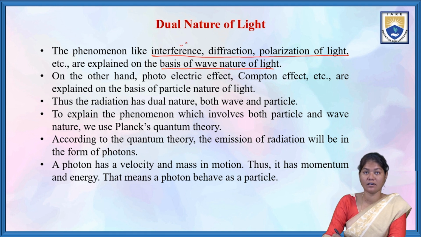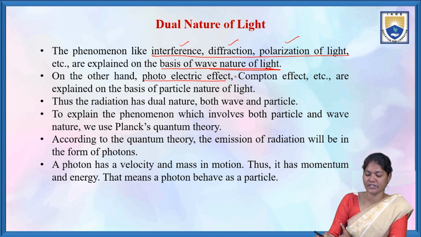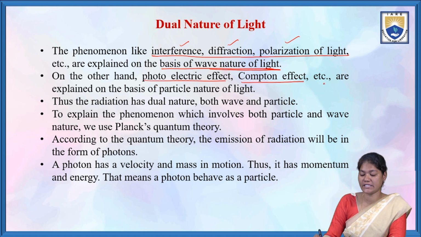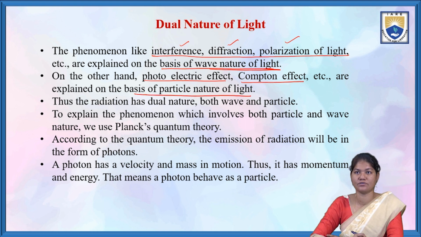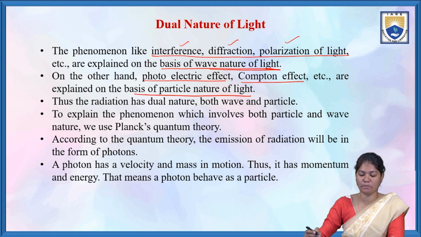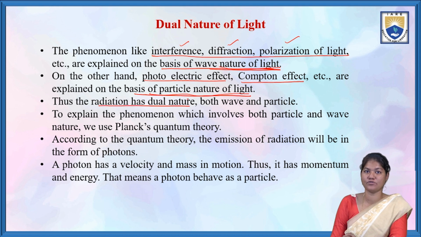The phenomena of interference, diffraction, polarization of light, etc., can be explained on the basis of the wave nature of light. On the other hand, the photoelectric effect, Compton effect, etc., are explained on the basis of the particle nature of light. One is explained on the basis of wave nature and the other on the basis of particle nature. Thus, radiation has dual nature.